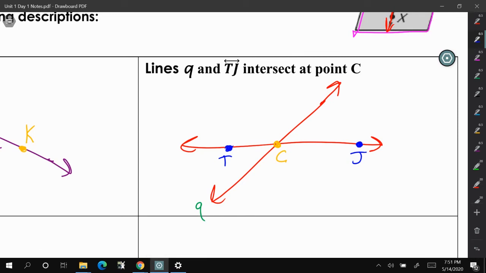So I know this was a lot, especially for the first day of geometry, but it is important that you understand the difference between all these terms and what they look like.